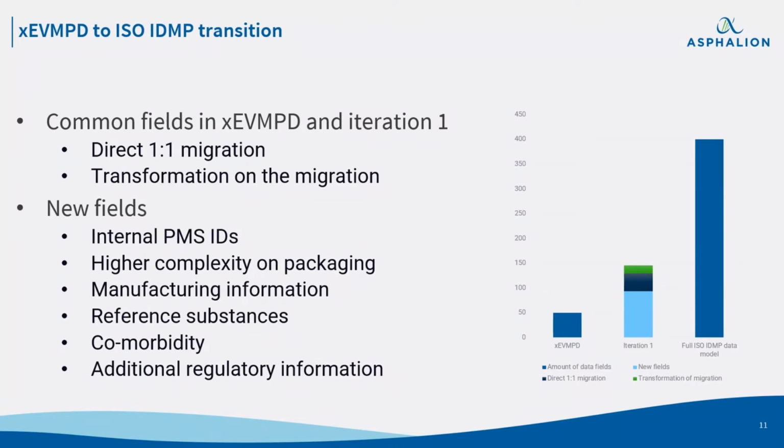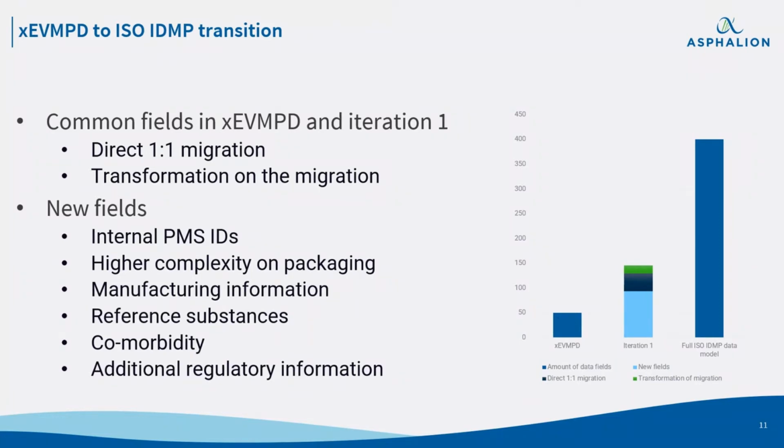It may be complicated; the whole data model, we saw, was massive. And in this graphic representation, we have more than 400 different data fields. Achieving this from one day to another is completely impossible. So we have to build a staircase in order to go from one step to the other. The first one would be XEVMPD. This is our starting point.